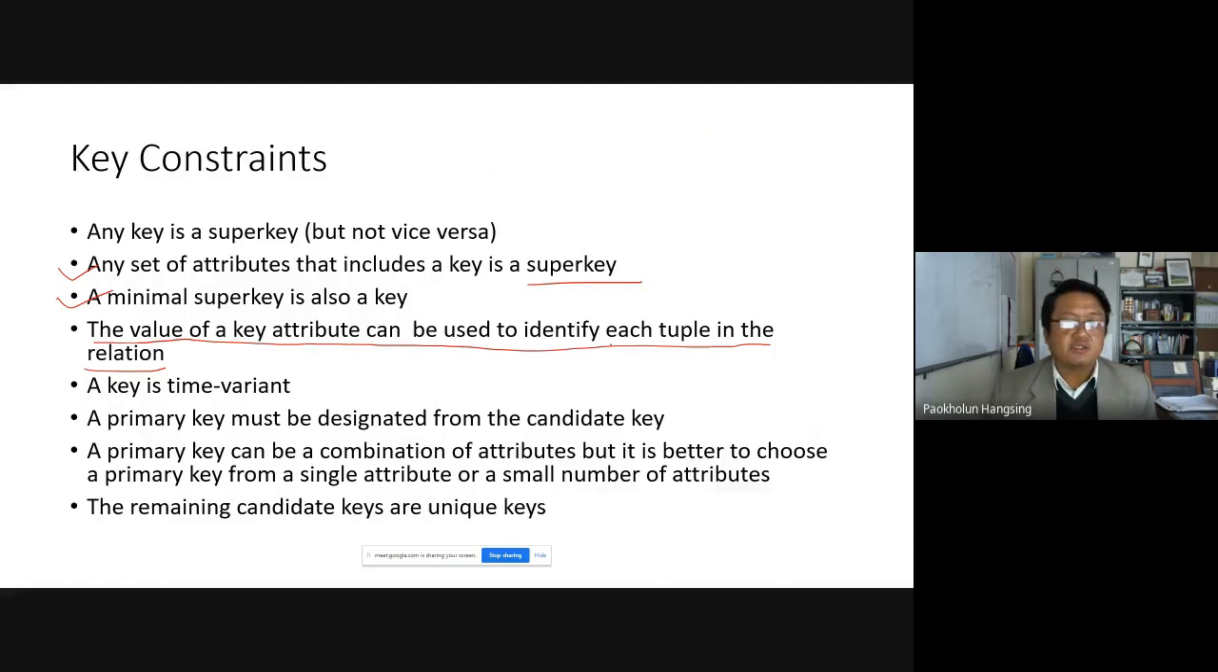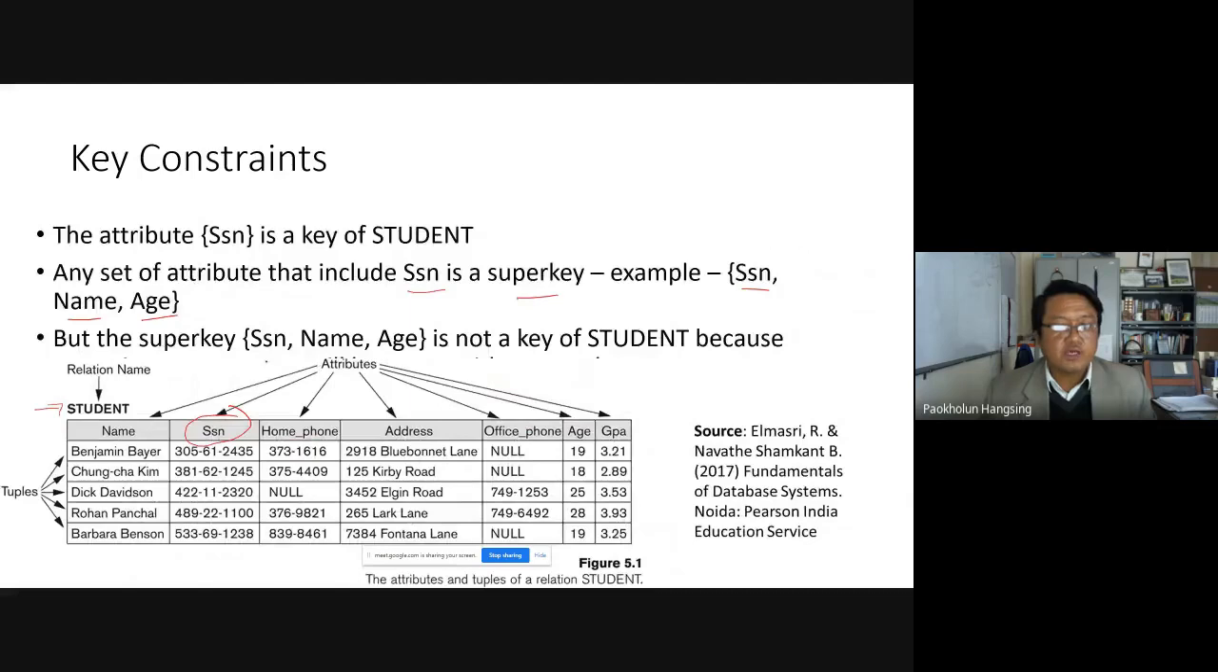For example, if we assign social security number as the key, then since it is unique for each person, it can uniquely identify whether the student to whom we are referring is Benjamin or Chungcha or Dick Davidson and so on. So every person has a unique social security number, therefore that can uniquely identify each individual or each tuple.